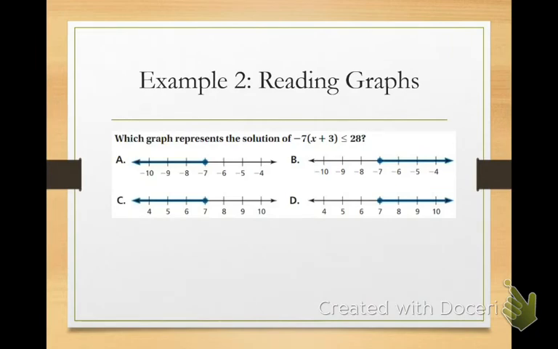All right, so in example 2, it's got a little bit of a twist on it. It says which graph represents the solution? Well, in order to be able to pick the graph, I need to get to the solution. Let me just caution you guys, they're going to put the common mistakes as the other choices. So you want to be real careful to solve this initial inequality the right way. All right, so here we go. Negative 7 times x plus 3 is less than or equal to 28.